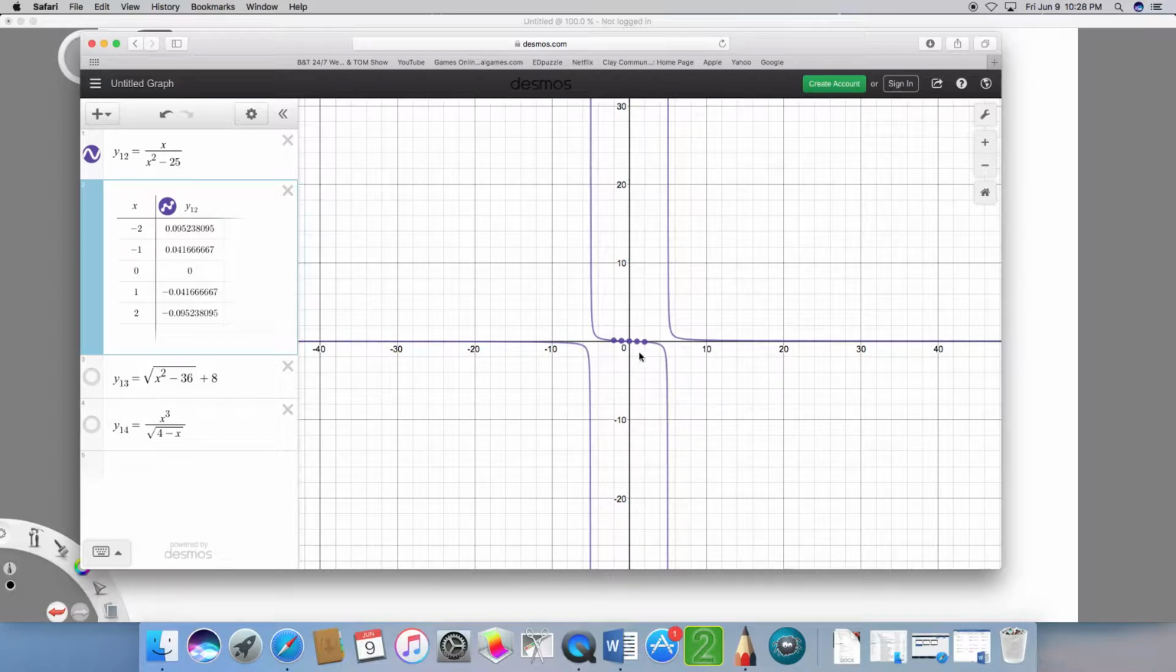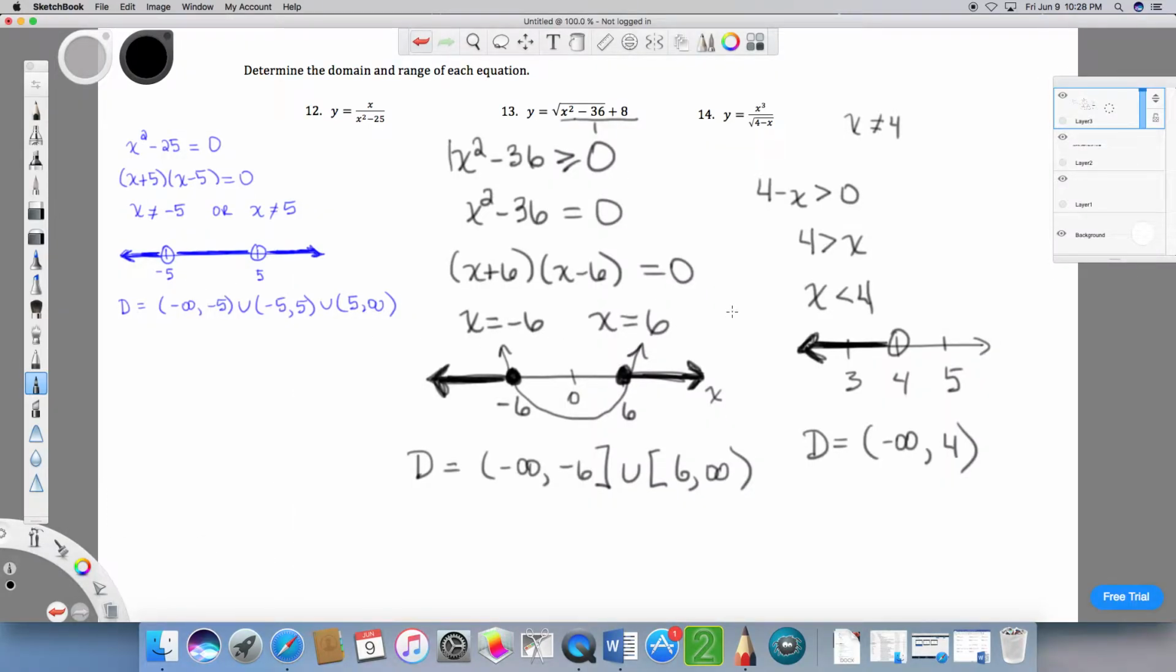It could be values that are real close to 0, including 0 itself, or it could be some value that's extremely large, heading up towards positive infinity. So this middle portion is telling me that the range is all real numbers. So for number 12, from the graph, I can see that the range is the set of all real numbers.